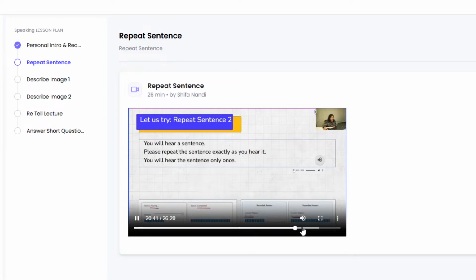Were you able to hear this clearly? Were you able to memorize this one? Can you repeat this sentence? Well, check it out from your end. Are you able to repeat the maximum words in this sentence?